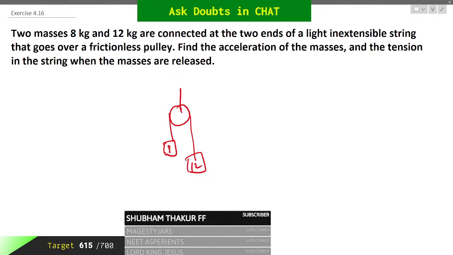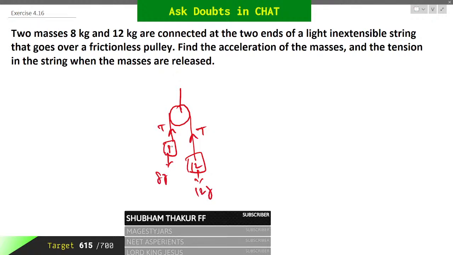So we will find out the free body diagram. We will draw the free body diagram of both the blocks, and we will see how it is causing the tension and the acceleration. Since the string is the same and it is inextensible, the tension in the string would be the same on either side. So we can give the value of tension as T, and we can assume the gravitational force acting downwards. So it would be 8g and it would be 12g.